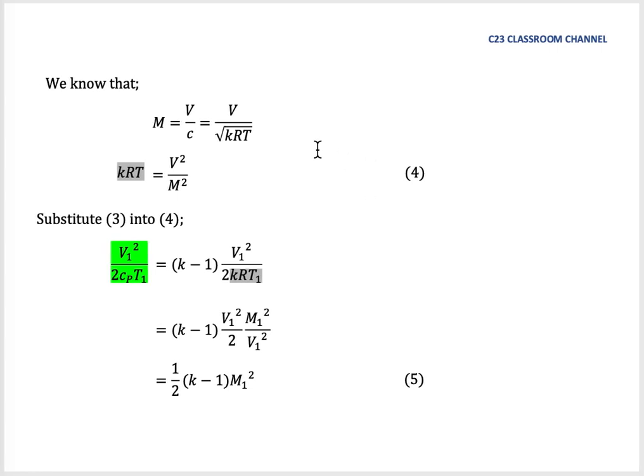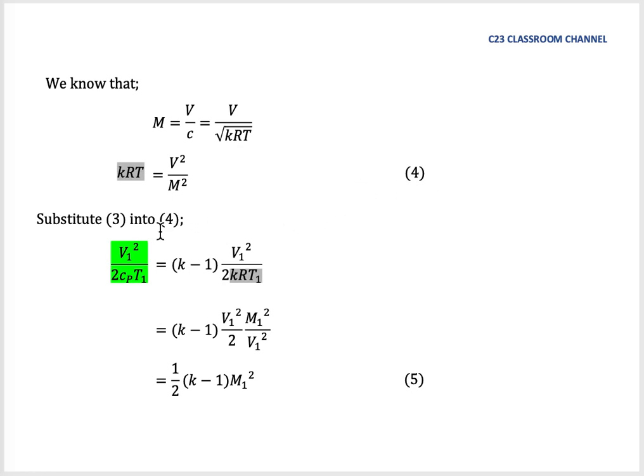We also know that Mach number is velocity over speed of sound, and it can be written as V over C, or V over the square root of KRT. And then we can say that KRT can be written as V squared over Mach squared. We assume this equation as equation number 4.